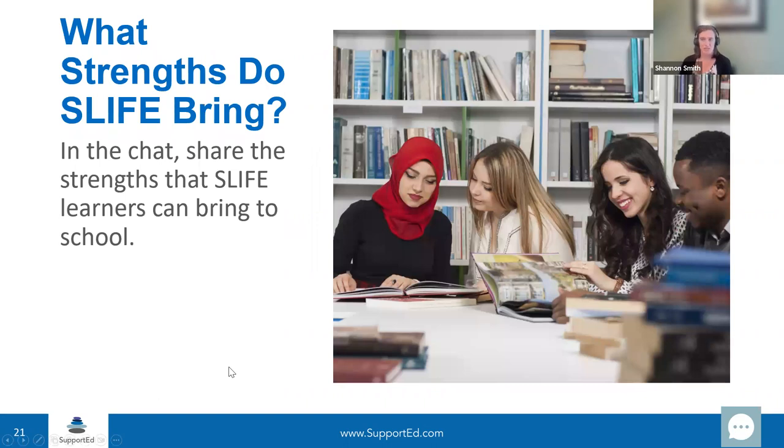So what strengths do SLIFE bring? Thinking about the strengths that students can bring to your school and your classroom, share in the chat something that is a strength that SLIFE learners can bring to school. There are a lot of great ideas coming out in the chat in terms of culture, being bilingual, motivation.